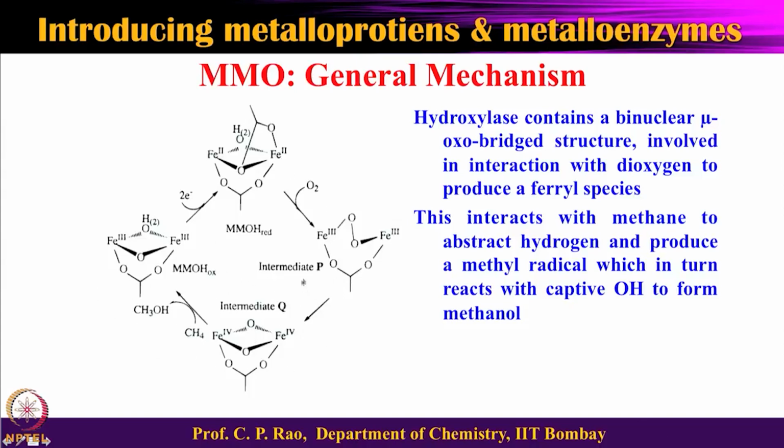So, these are called the intermediate P type, which is identified, and intermediate Q type, which is identified in this one. That is why these identified intermediates are being kept here, and so at the end again, that is how this whole cycle goes. So, this is a binuclear oxo-bridged species, and it interacts with the methane and abstracts the hydrogen and produces a methyl radical, which is not shown here, and the methyl radical in turn reacts with the hydroxyl, which is coming from the iron, and then the whole thing will convert into the methanol, and then it will go back.